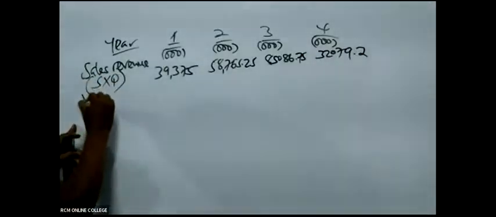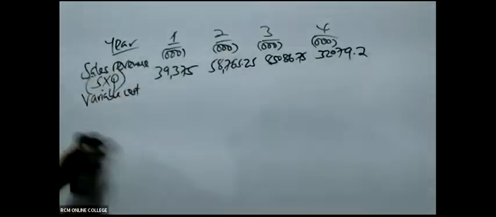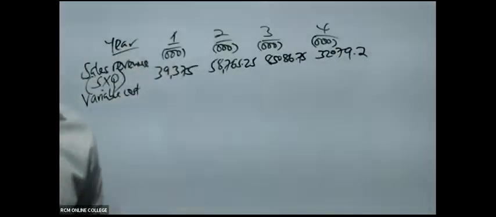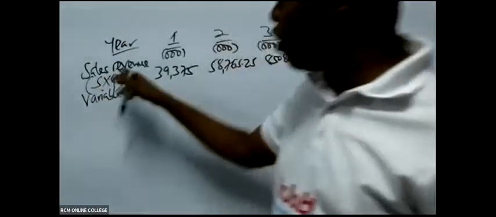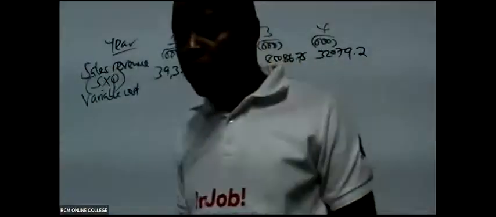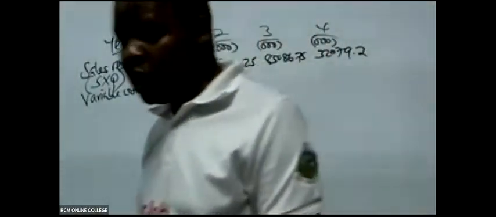Variable cost. We need to less variable cost. So who can give me the variable cost? Remember, this is not per unit. We have been given variable cost per unit. To get now the total variable cost, you multiply by the volume, you multiply by the quantity.